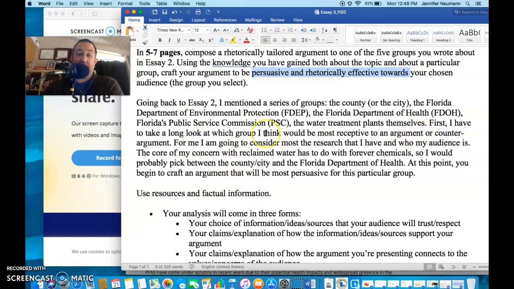You want to consider for a minute which group would be right for the argument that you want to make. I already had an issue in mind that I wanted to write about. Honestly, it's complicated for me because I don't like many parts of the proposal.